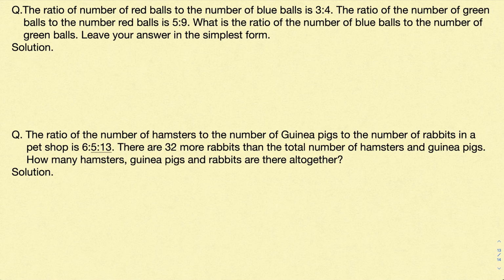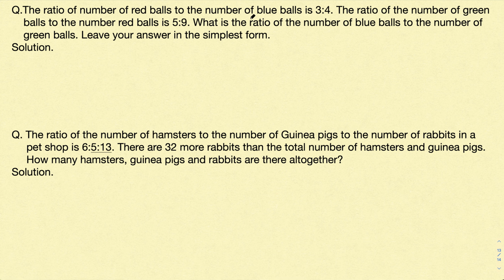So today we are going to do some word problems on ratios. Let's start with reading our first question. The ratio of the number of red balls to the number of blue balls is 3:4. The ratio of the number of green balls to the number of red balls is 5:9. What is the ratio of the number of blue balls to the number of green balls? Leave your answer in the simplest form.